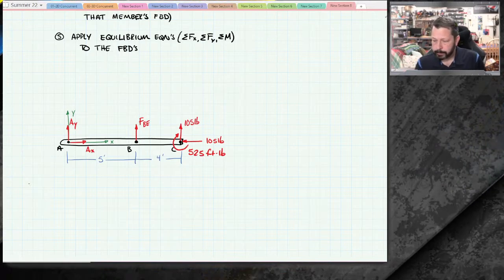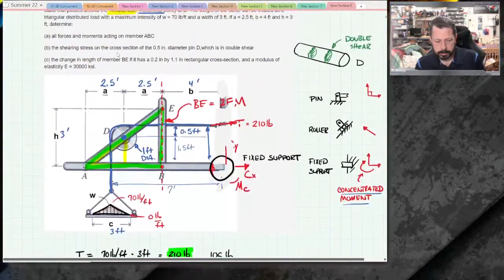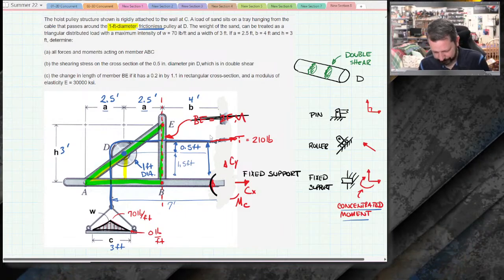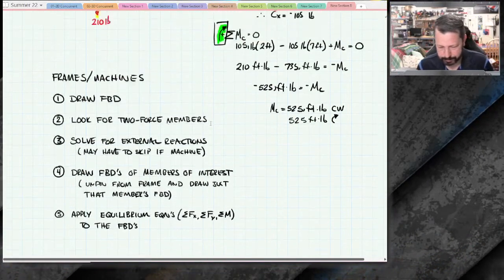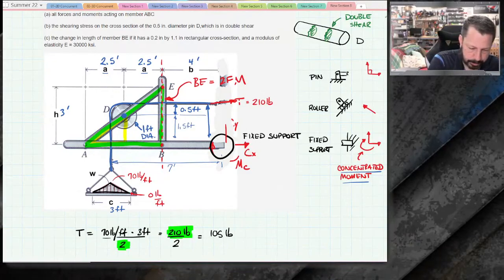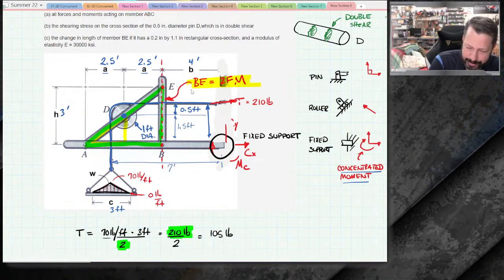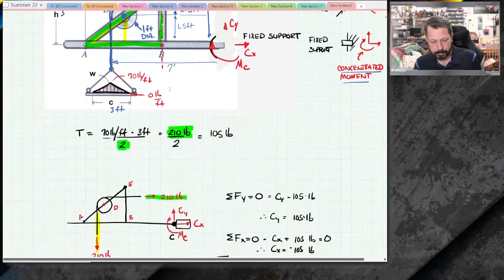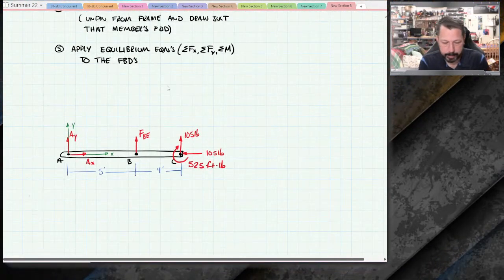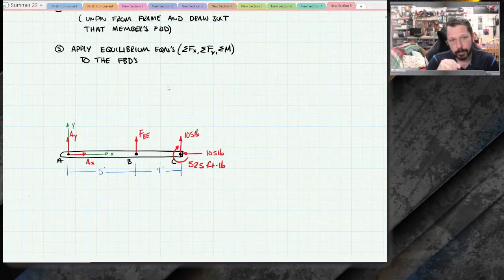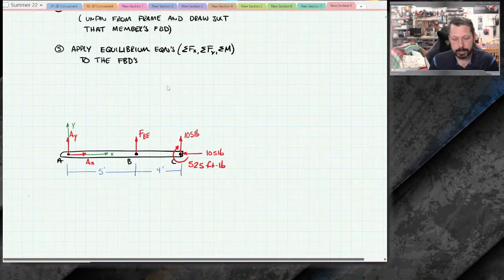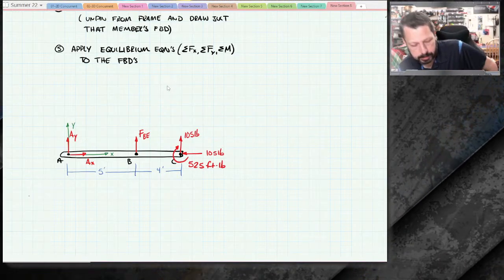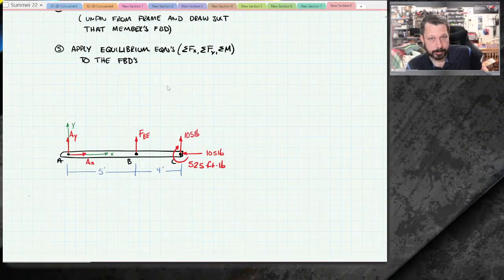If I went back up here and I did not know or recognize, whoops, that's not what I wanted to do. I wanted to do this. Had I not known that BE was a two-force member, when I got to drawing FBE, I would have had to draw BX and BY. I would have four unknowns and three equations. I couldn't have solved for all of them. So it is important to be able to find all of the two-force members sometimes.